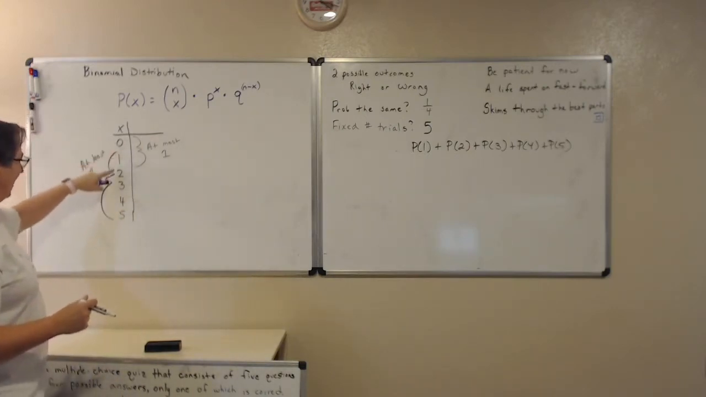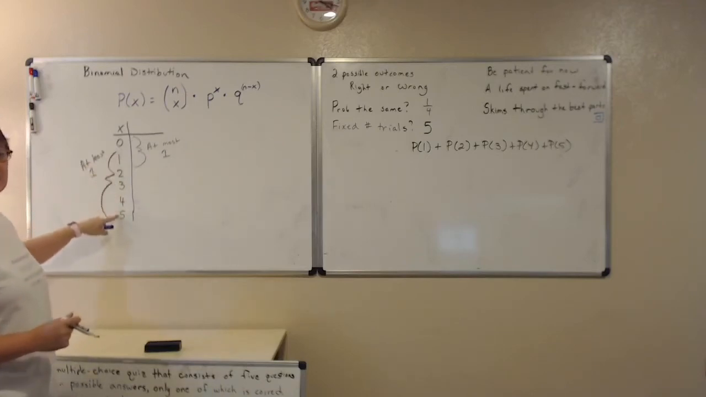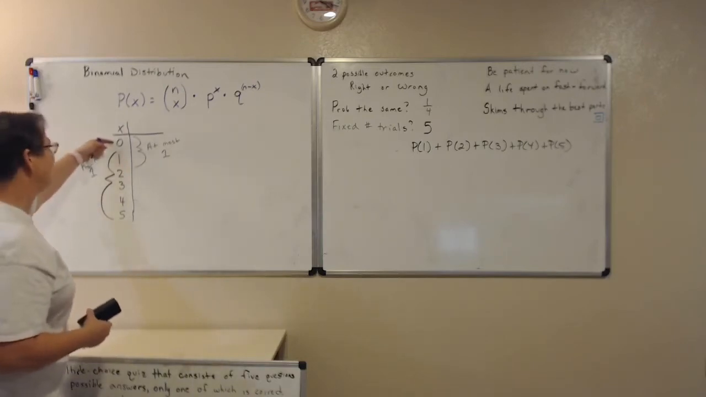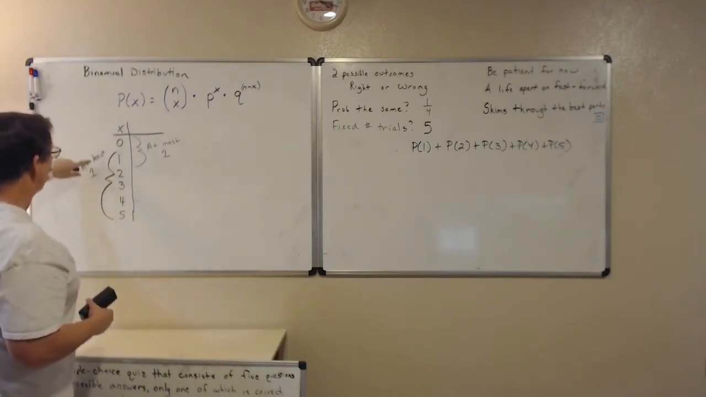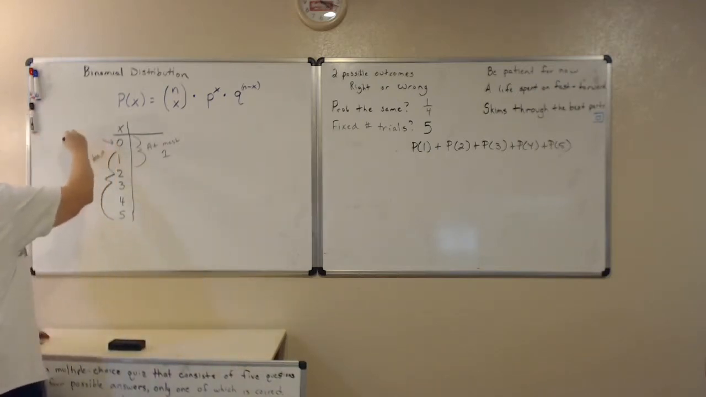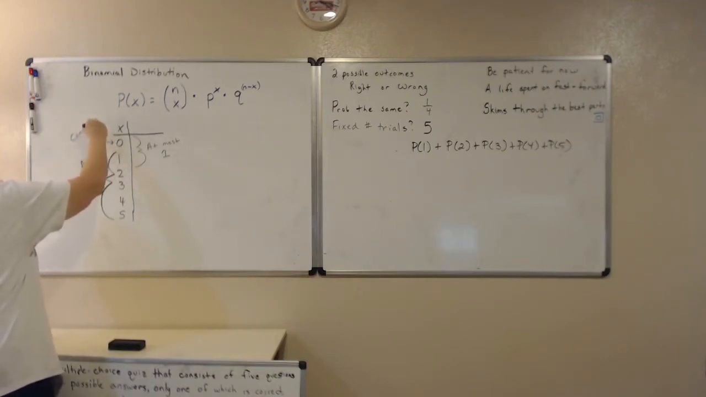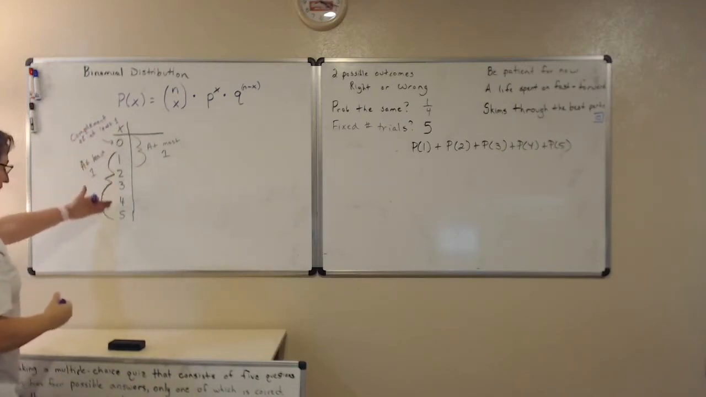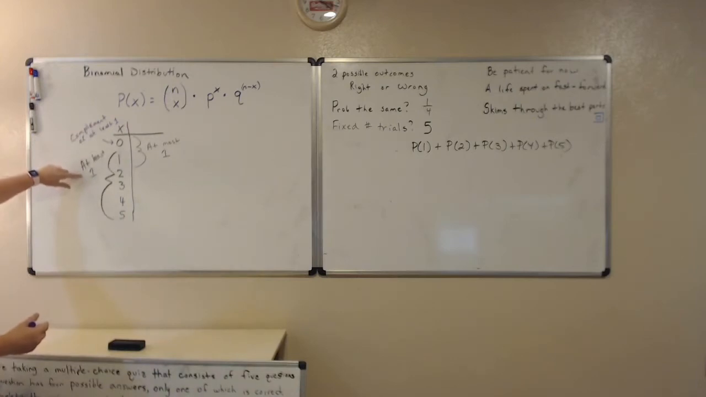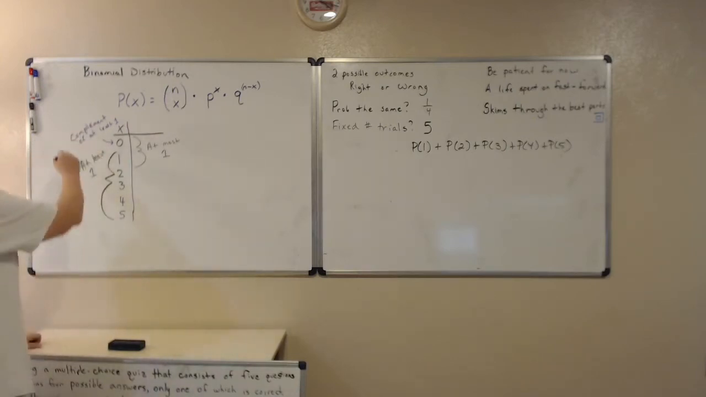So look at this, at least 1. What's missing from the group? Notice that just the 0 is missing. So the complement of at least 1 is just 0. And notice that together they make up the whole set. So the complement of at least 1 is just 0.